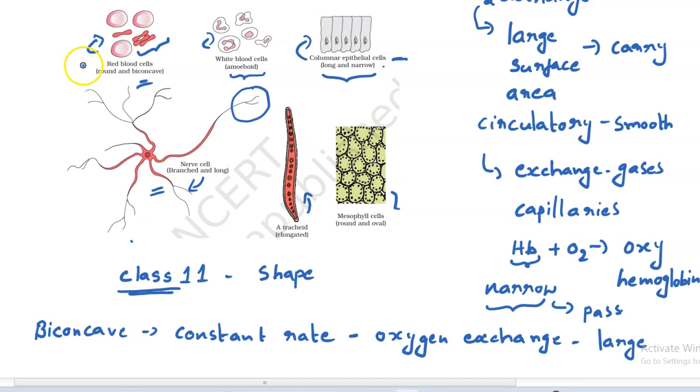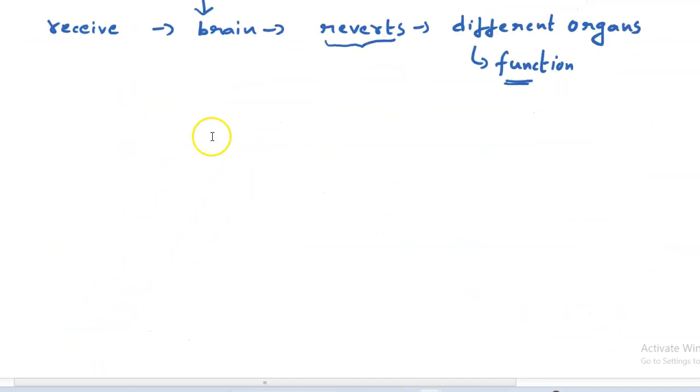Till now we have seen red blood cells, white blood cells, columnar epithelial cells and nerve cells. All these are animal cells. We also have plant cell examples, a tracheid and mesophyll cells. Let us consider a tracheid, which appears to be elongated. It is a plant cell. It is a xylem, a dead cell.